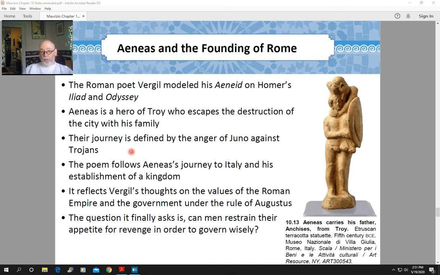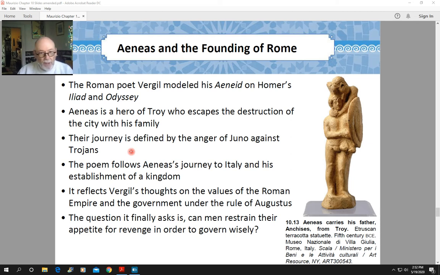Moving on to Aeneas and Virgil's Aeneid. The Roman poet Virgil modeled his Aeneid on Homer's. Now, Virgil's an interesting poet. For one thing, we have everything that Virgil wrote. Virgil wrote 3 poems, or 3 collections of poems, I guess. He wrote a collection called the Eclogues, which means the selections. It's 10 poems. They're bucolic poems, so they're poems about shepherds.